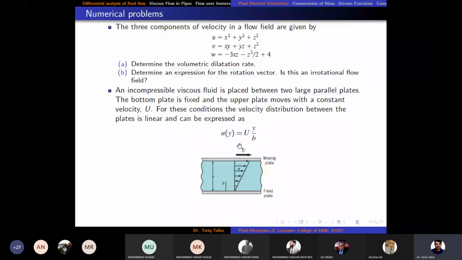So in a bearing, the inner ring is attached with the shaft, and the outer ring is moving with the rotor. So that is the practical application of this flow, and we call it Couette flow, and we are going to discuss it at the end of this chapter also. So in this, now we need to calculate the volumetric dilation rate. So let's do it on the whiteboard.